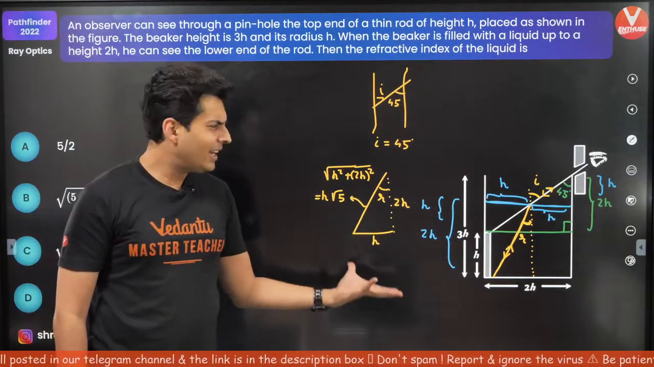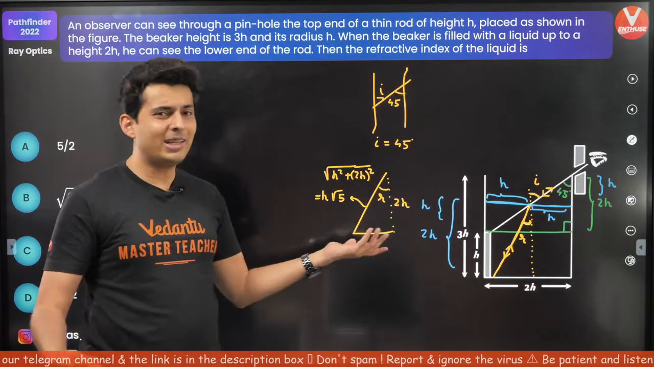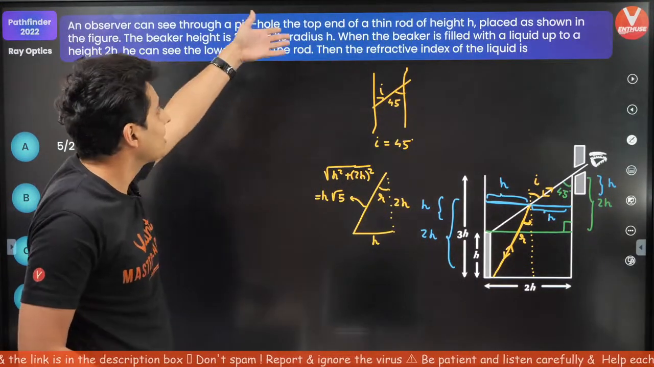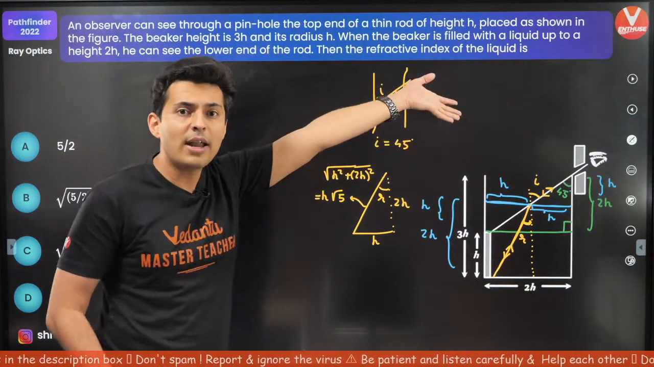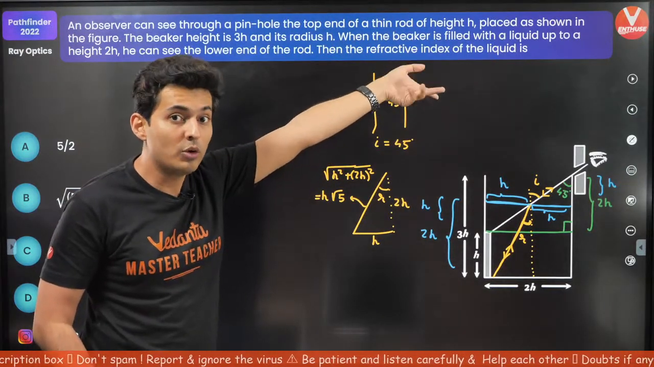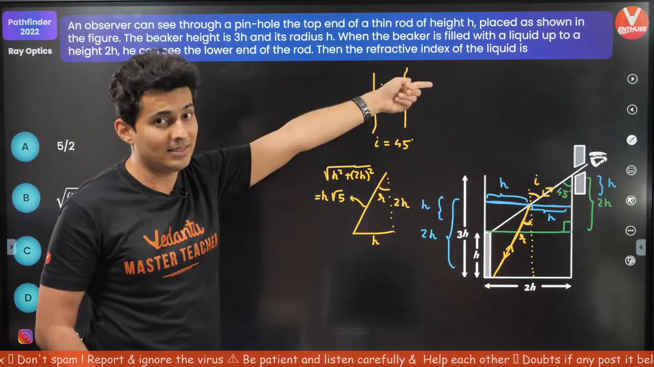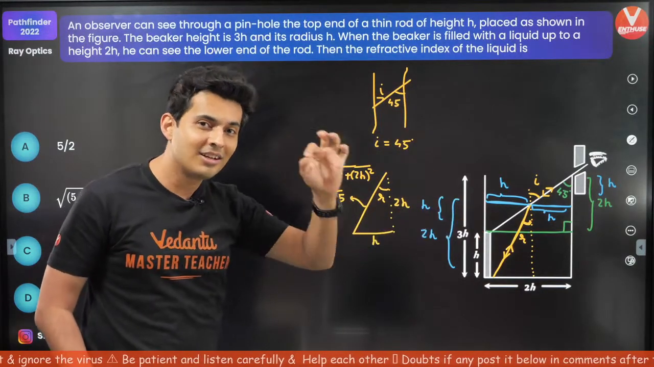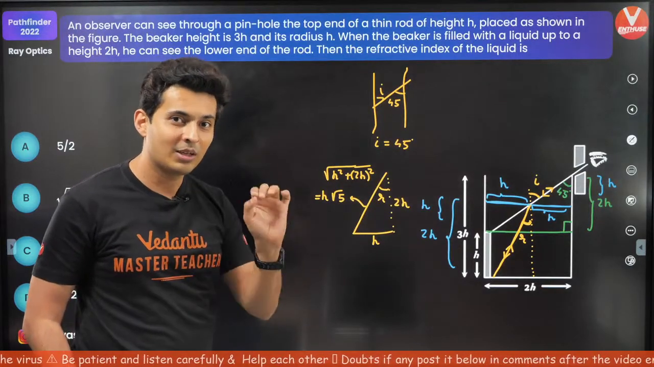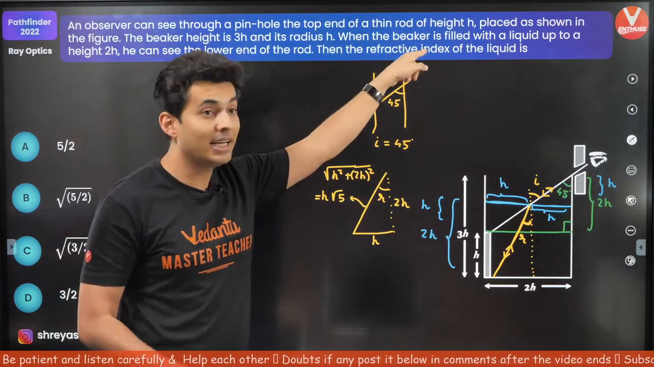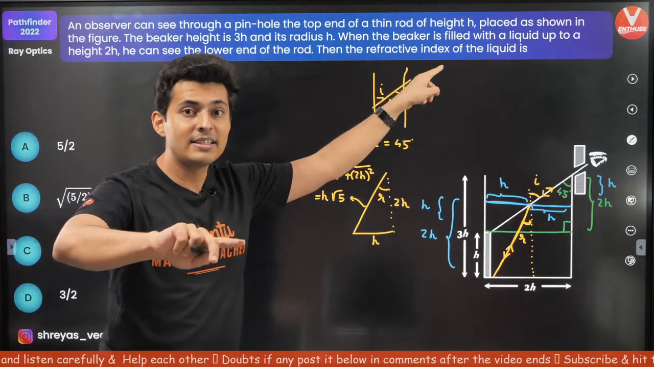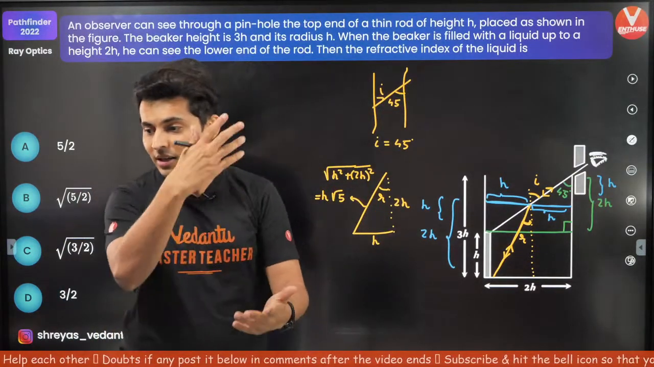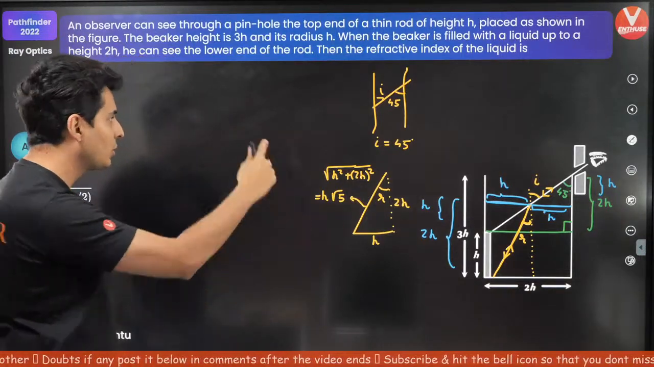Like, sir, why are you finding out the hypotenuse? What is the need of it? See, the thing is, read the question. Refractive index means mu. Mu means Snell's law. Snell's law means sin I by sin R. Sin means opposite by hypotenuse. Did you guys get the connection? Refractive index, Snell's law, sin I, sin R. Sin is opposite by hypotenuse. So that's the reason why I have found this out. Understood, my warriors? Perfecto.